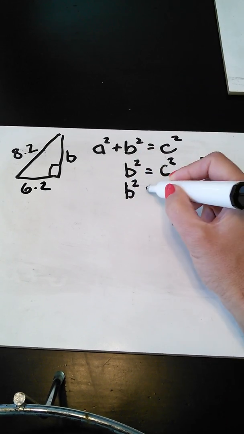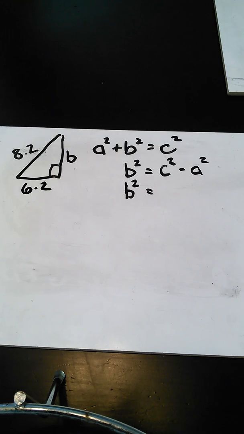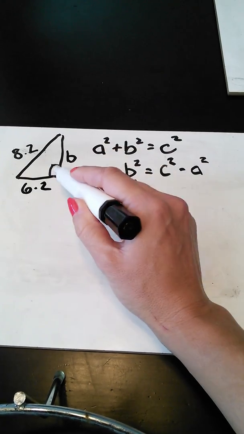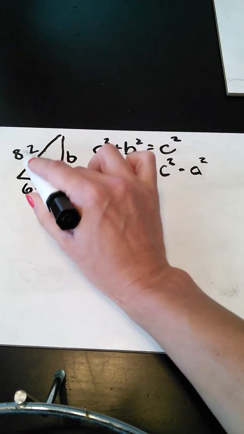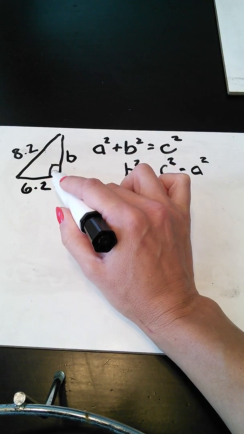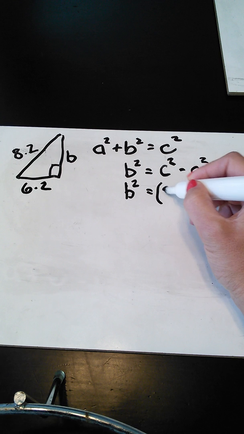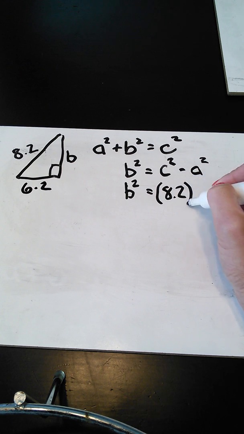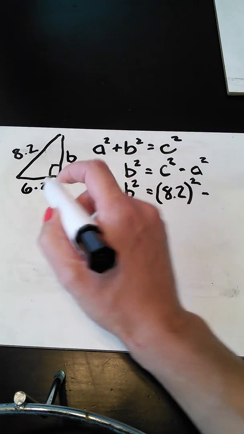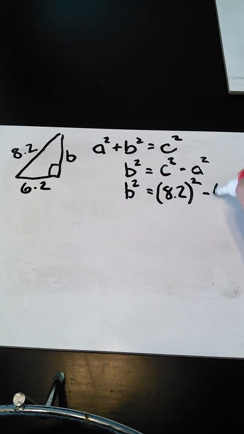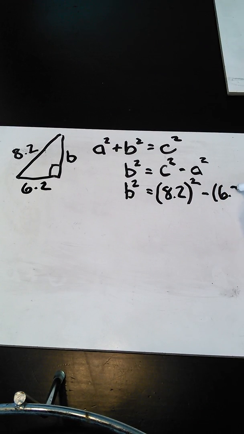So we know our b squared is our unknown that we do not know. Our c squared would be across from the right angle. So our c squared is our hypotenuse. So this would be 8.2 is our c length, and we're going to square that. Then we're going to subtract our side length a, so that's 6.2, and then we're going to square that.